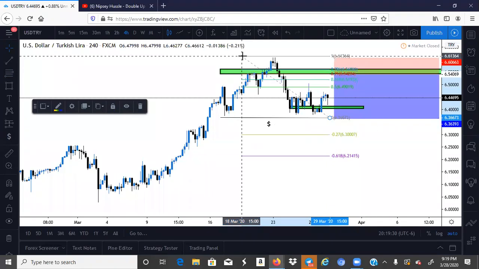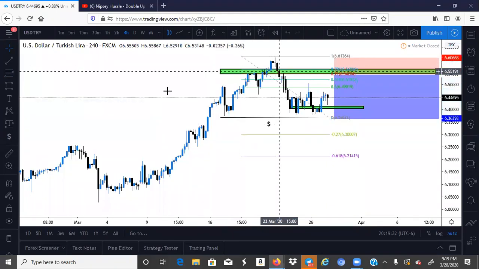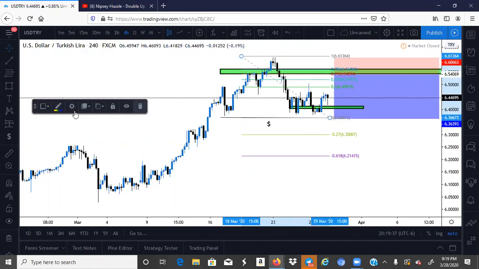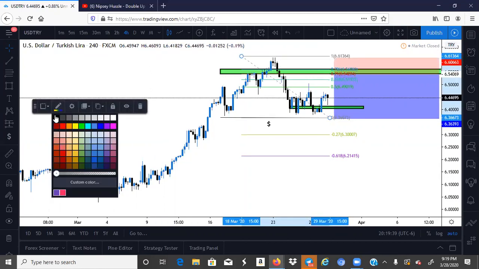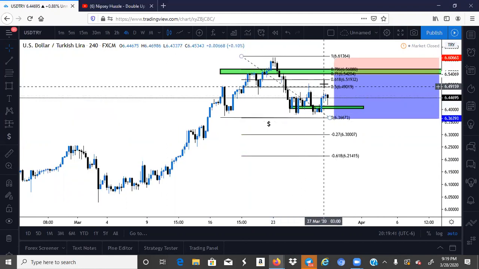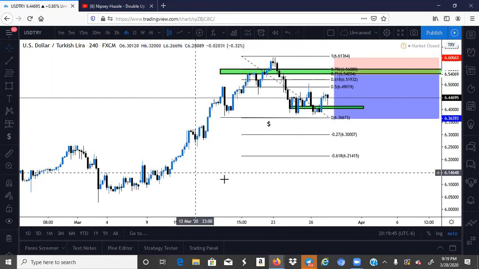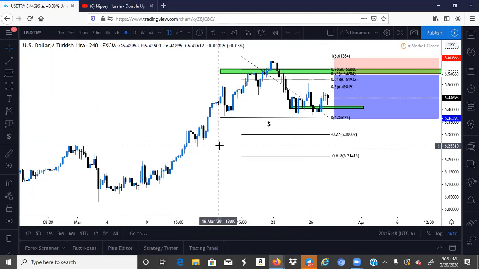And some people play wicks. I'm one of those people. I play wicks. Some people just play the body of the candle. Some people play wicks. Boom, right? 78.6, 71, right? So cool, now I'm looking for the sell. That's my overall move that I'm looking for, right?